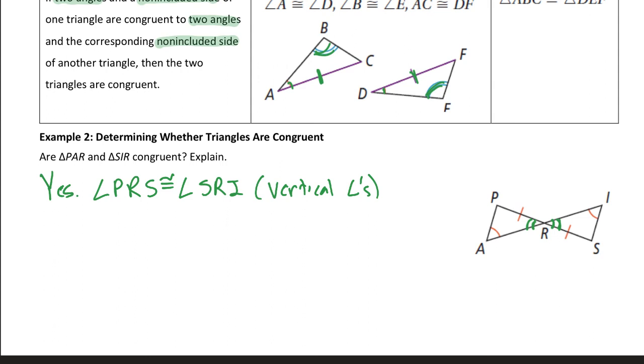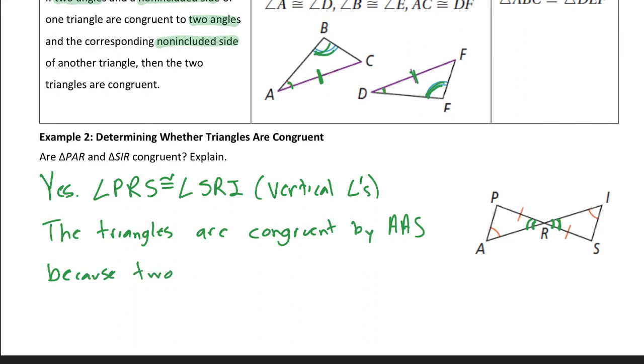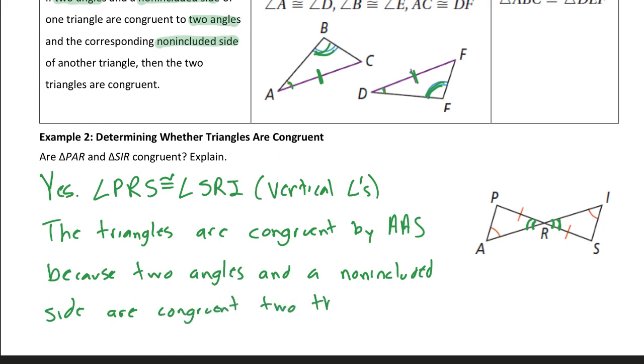What that allows me to do is say the triangles are congruent by this AAS because two angles and a non-included side are congruent to the corresponding angles and non-included side of the other triangle.